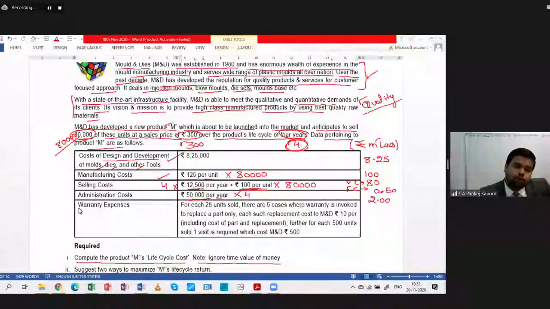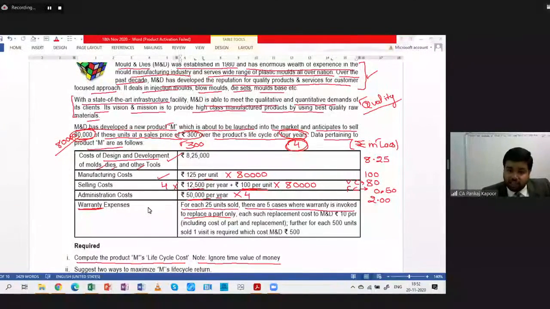Okay. Now moving to the warranty cost. Here you need to spend a minute. Here is the learning for us. Read the first point. For each 25 units, there are 5 cases where the warranty is invoked to replace the part only. So for every 25 units which we sold, for 5 units the warranty is invoked by the client.